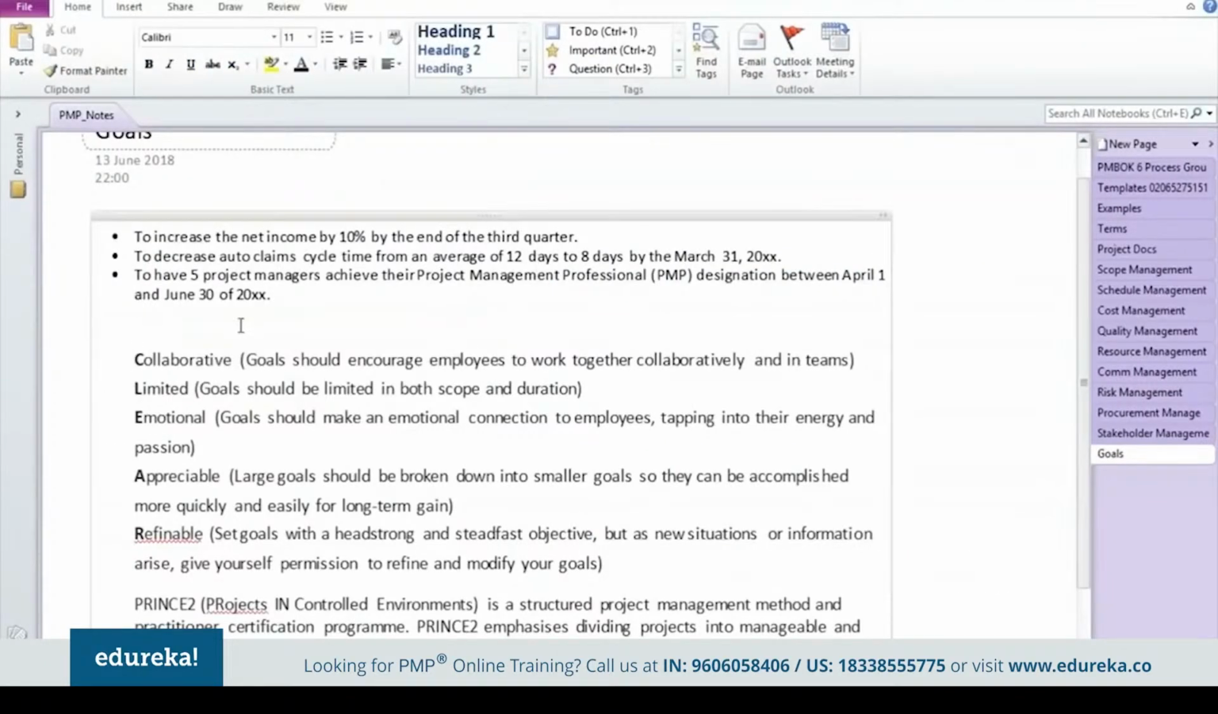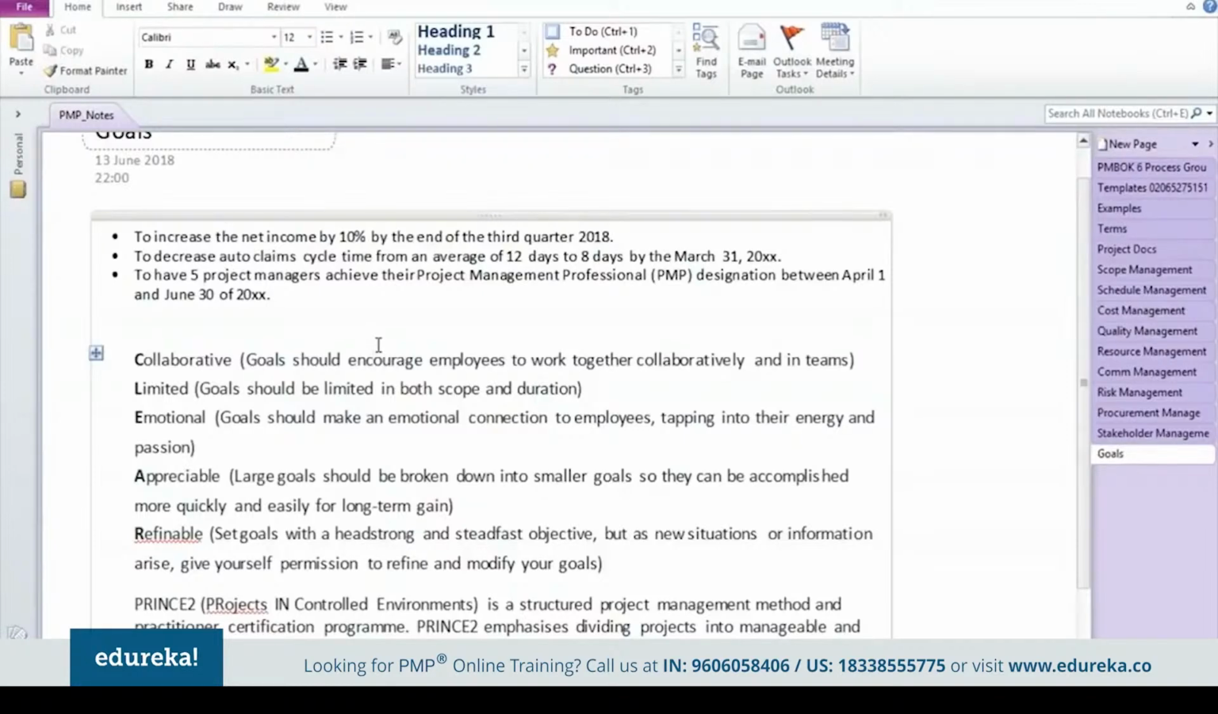Now, there are certain examples here. These are a bit specific examples. To increase the net income by 10% by the end of third quarter 2018, for example. By this goal, I would get better clarity in terms of what the expectation is. In this goal, it's very clearly mentioned that we have to focus on increasing the net income. By how much? By 10%. By when? By the third quarter. By which year? 2018. So we could be a bit more specific over here, right?